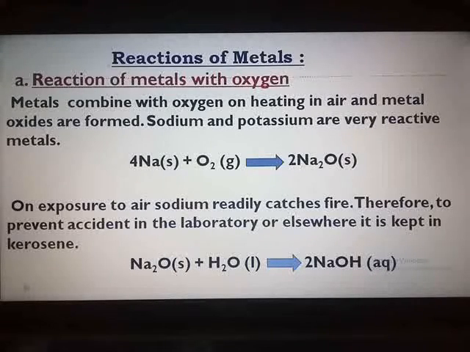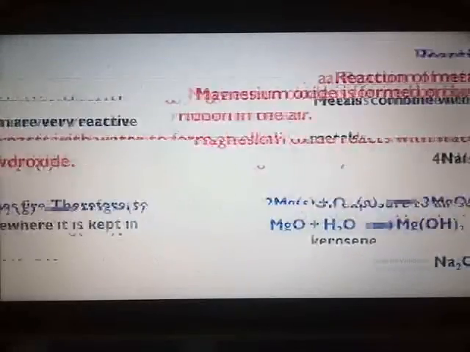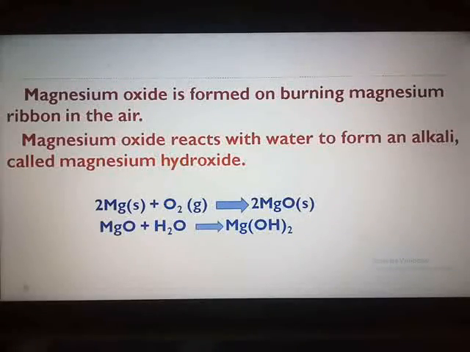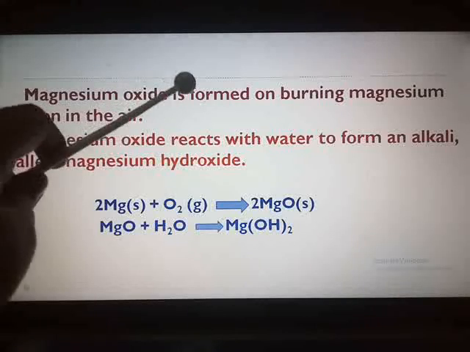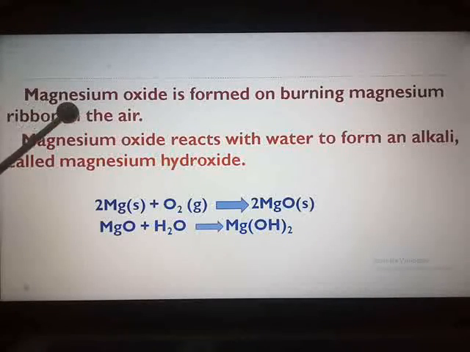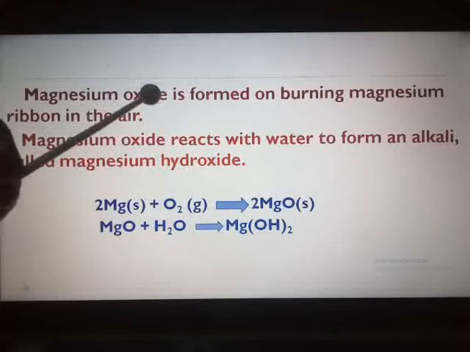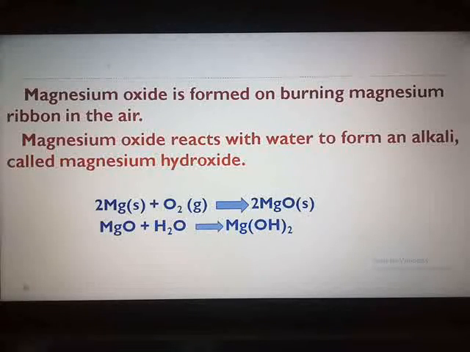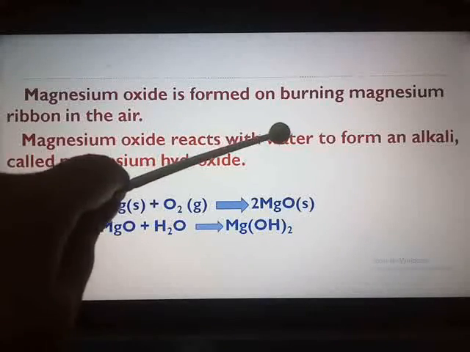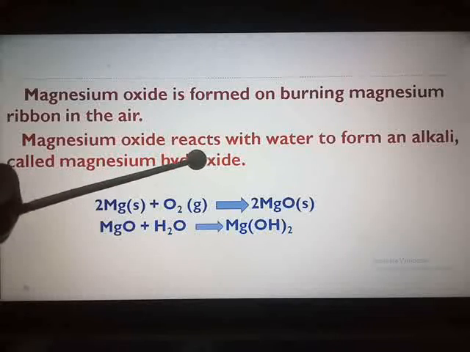Next, reaction of metals with water. We will complete that and then we will stop with our today's session. Before going over there, magnesium oxide is formed on burning magnesium ribbon in air. This is the experiment which we have done in practicals, practical number 2. Now this magnesium oxide, just now I have told, oxides of some metals are soluble in water and they form an alkali. So magnesium oxide reacts with water to form an alkali, magnesium hydroxide.